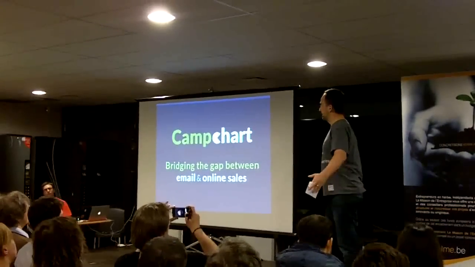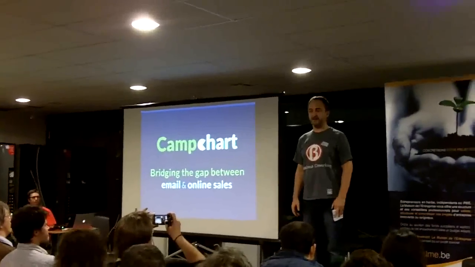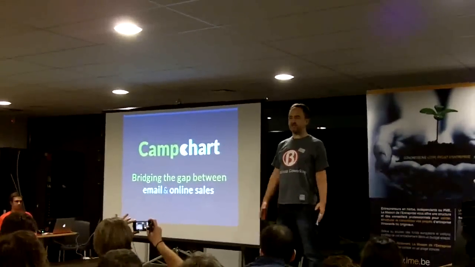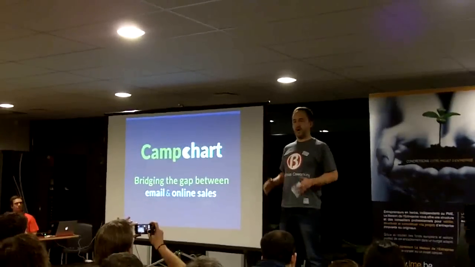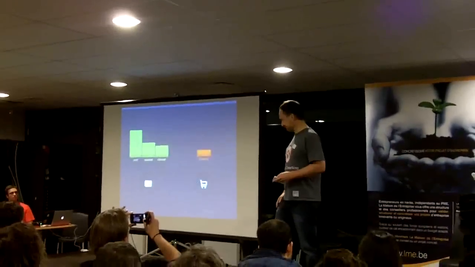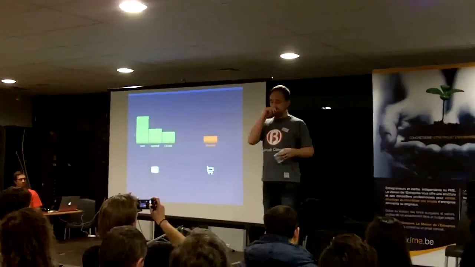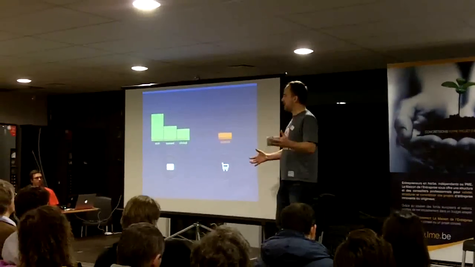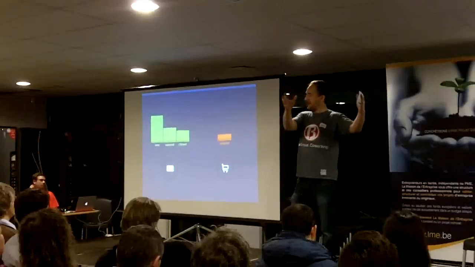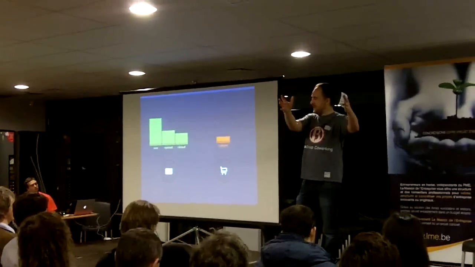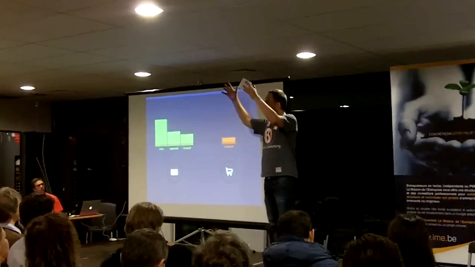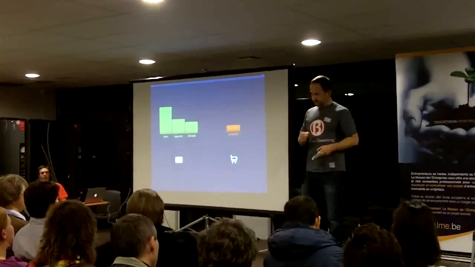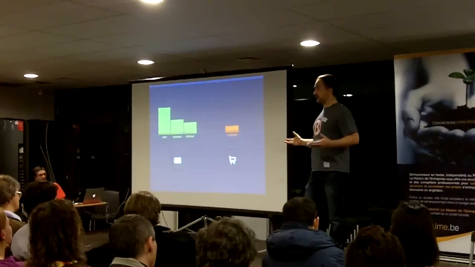Well, welcome everybody to the world premiere of CampChart, the bridge between email and online selling platforms. What is CampChart? CampChart is an online service that brings together all the data from your email marketing campaigns and the data that you have on your e-commerce website. Right now, you see that there's a problem with that.